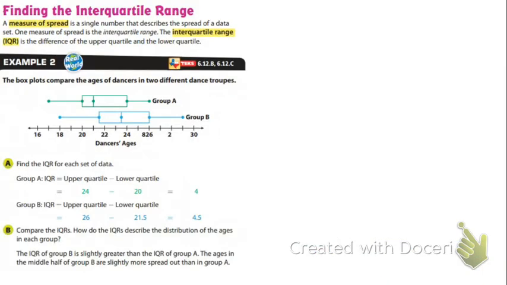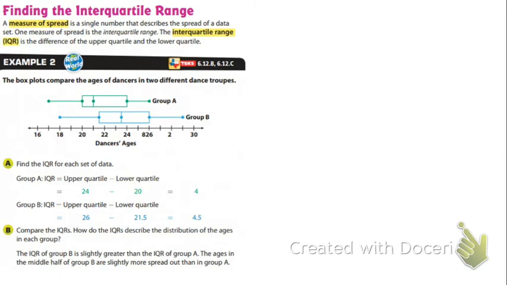All right, so now finding the interquartile range. A measure of spread is a single number that describes the spread of a data set. One measure of spread is the interquartile range, which can also be referred to as an IQR. The interquartile range, or IQR, is a difference of the upper quartile and the lower quartile. Remember, kiddos, this is your least value, that's your greatest value. Here's your minimum, lower quartile, upper quartile, and that's your median.